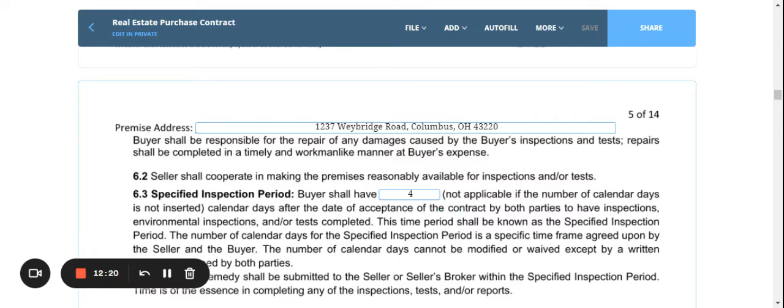But having it shortened to 4 days just looks better to the sellers, because they feel like they're not wasting their time with buyers who may want to cancel the contract. So we're telling them that we want 4 days to perform inspections. The most common inspections are termite, radon, and general inspections, and we'll go over that in a lot more detail a little bit later.